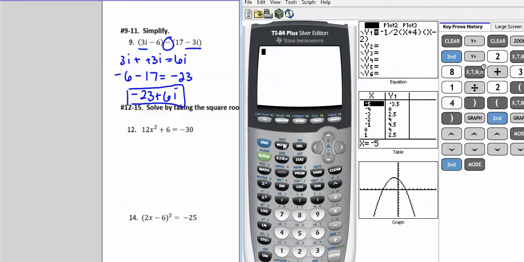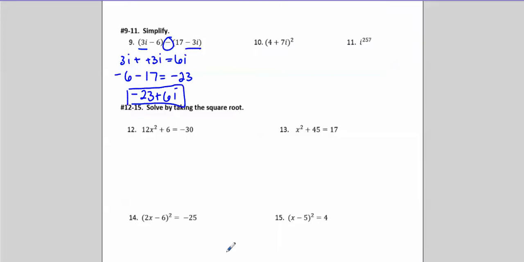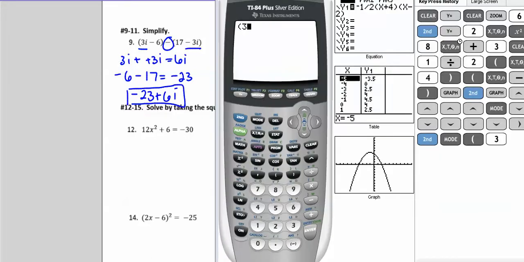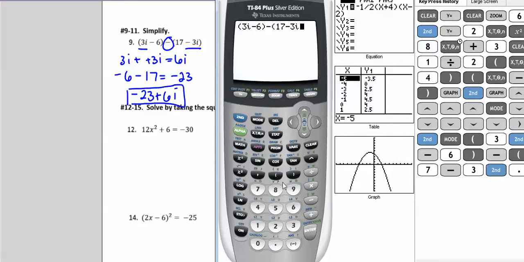All right, and then we can press parentheses. Sorry, I'm losing that. To get the i, you're going to press second and then the decimal, and then minus 6, close your parentheses, minus parentheses 17, minus 3, and then to get another i, second, decimal, and close, and you can check your answer this way. So negative 23 plus 6i was right.